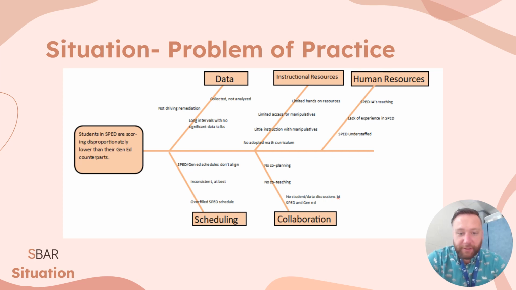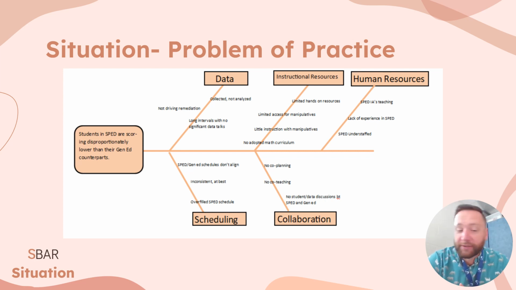So the situation at my school at Concord Elementary was that students in SPED were scoring disproportionately lower than their Gen Ed counterparts. What I focused on here was the instructional resources and human resources, where students traditionally at Concord in the past had limited hands-on resources to work with. And even when there were resources in the classroom, they were usually up in the closet or in the math and reading room where students weren't using them.